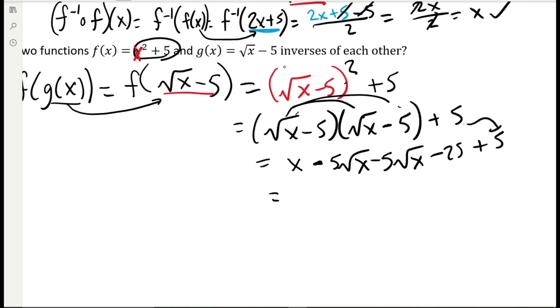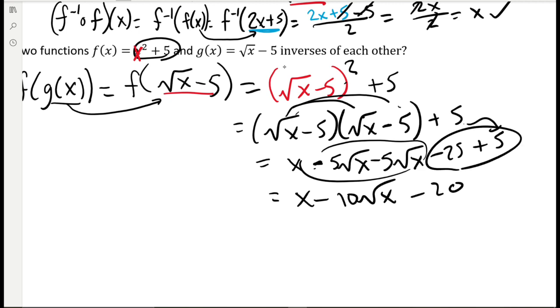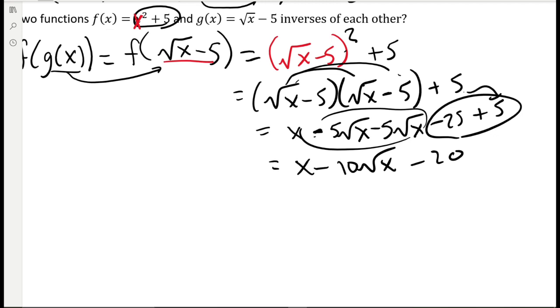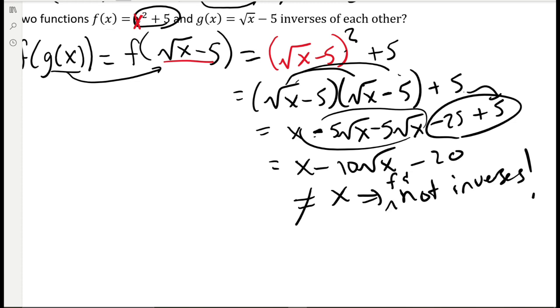Okay, so now we're going to combine these. It's going to give me x minus 10 radical x, and then this is going to give me minus 20. So we got this weird function, and we shouldn't be getting that. We should be getting x, right? None of these canceled out, so therefore this is not equal to x. There's nothing else we can do here. So right off the bat, we know that they're not inverses because we don't get x. So basically we'll say that f and g are not inverses.